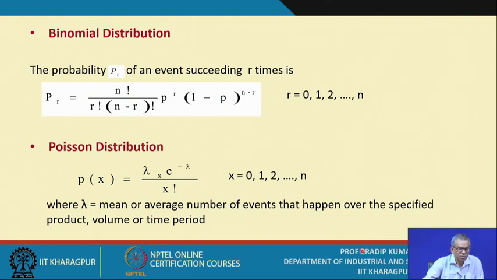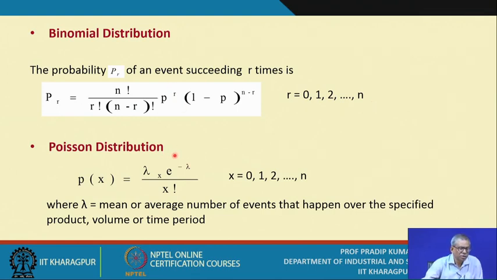Similarly, we come across the binomial distribution, which is nCr p to the power r into (1 minus p) to the power n minus r. The value of r could be 0, 1, 2 up to n, where n is the sample size.